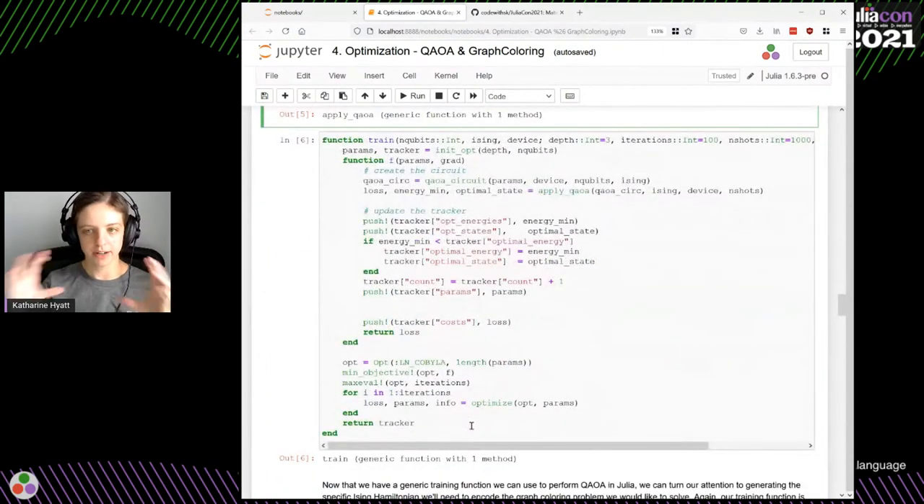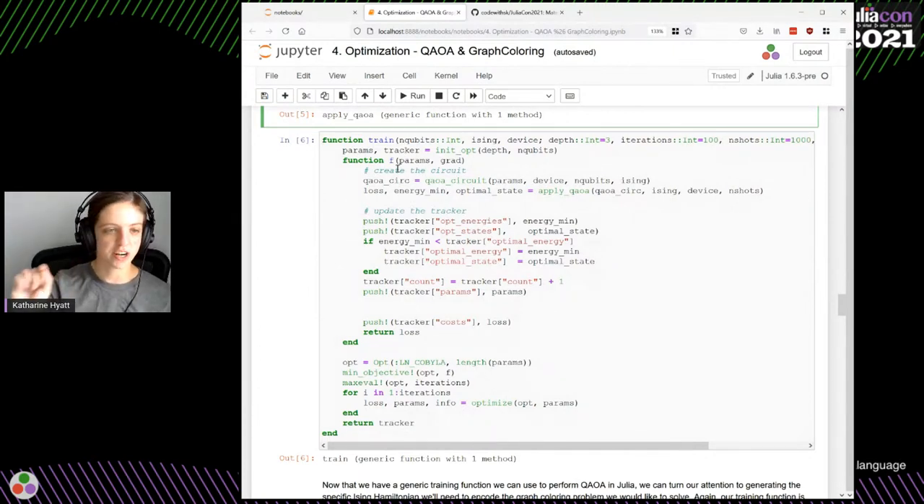And then finally, we write our actual training function. So this is what NLopt.jl is going to use to optimize the parameters. We first initialize the parameters and the tracker that we created using init_opt. We create our function f that I mentioned above that takes the two arguments, params and grad. Within f, we create the circuit using the current values of the parameters. And then we compute the loss, the minimum energy, and the best configuration in that training iteration. We update the tracker, and then we return the loss.